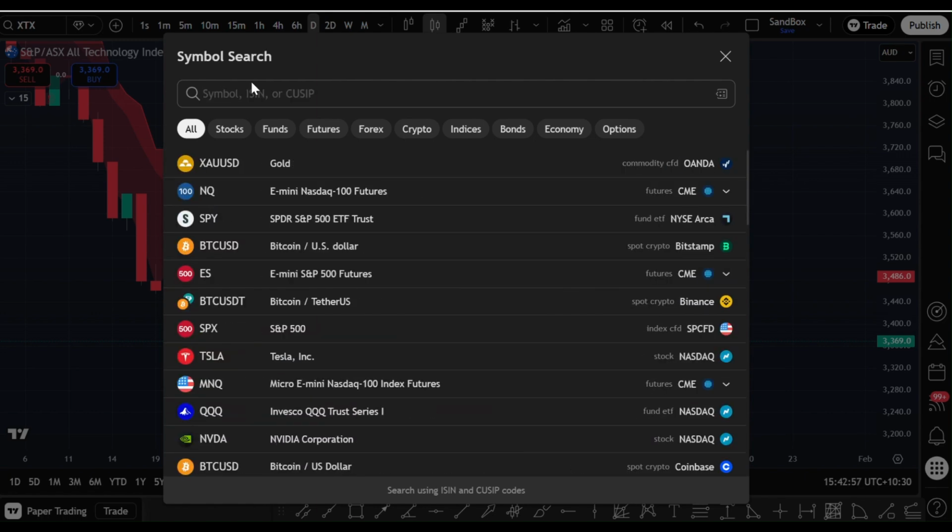I've not checked whether it is part of the XTX, which is the technology index, or not. But this is definitely a technology stock, and any movement that we see in the technology index definitely gives momentum to all technology stocks as well.